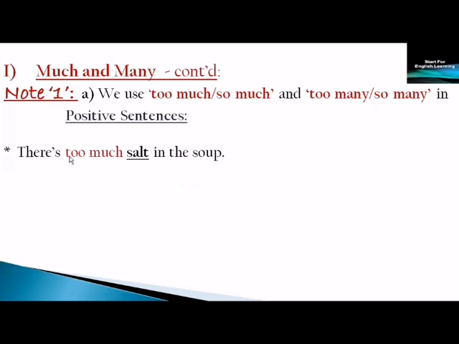There's, apostrophe S, a singular verb. There are too many cookies in the box. There are too many cookies in the box. Are. The verb is in the plural form with many. And the noun is plural. Cookies.